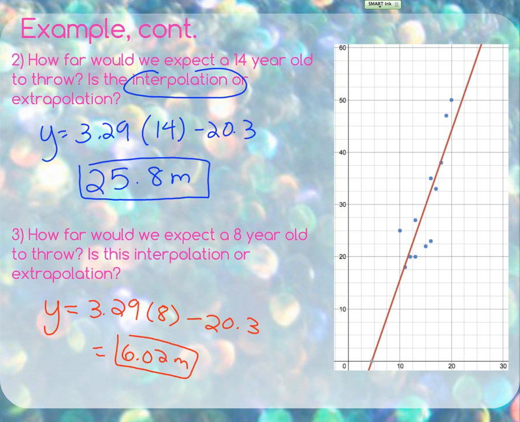So is this one interpolation or extrapolation? Yeah, extrapolation. And then on the next screen, we're going to talk about the accuracy or the reliability of these values. But are there any questions on how you can use the equation to make those predictions, those estimates? All right.